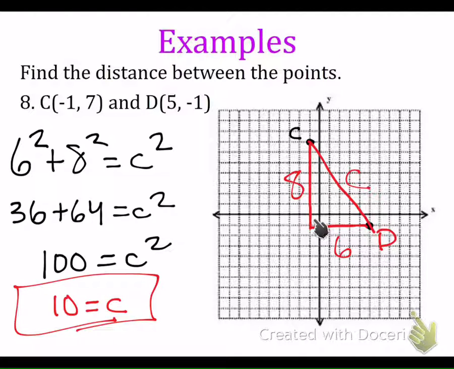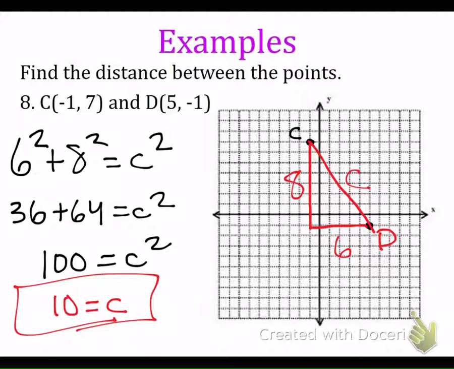And then notice, 8 was the side that goes up and down, right? Do you see how the distance between these 2 points, or the difference between the y values, is 8? And here we had 6 units, and the difference between the x values is 6. Are you guys seeing what I'm seeing? Okay. So we're going to use this pattern to actually come up with a formula so that we don't have to draw a triangle every time.